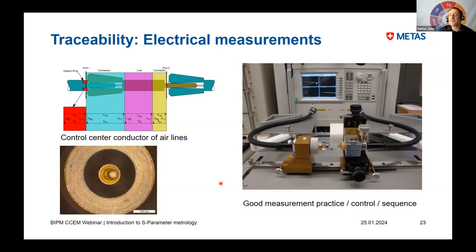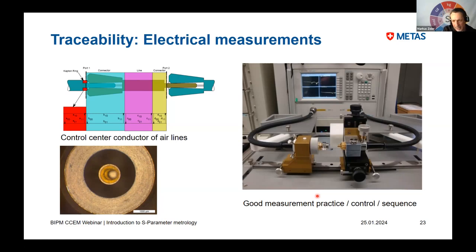Now, another important aspect is good measurement practice, good control. For example, here you see a setup where cables are controlled, cable movements are controlled. Then it's also the sequence of measurements. You try to reduce cable movements, because any such movement will also basically have an influence on your measurement.